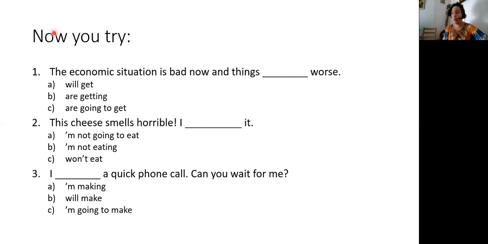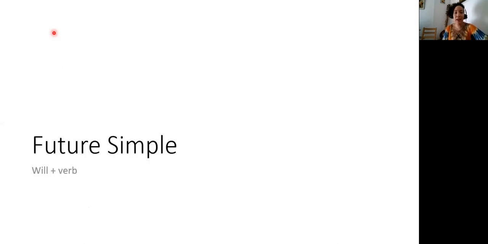And number 3, I'm going to make a quick phone call. Can you wait for me? That would be C, okay? So 3 and 2 express intention, whereas number 1 expresses a prediction about future events, okay? Great. So let's look at future simple.